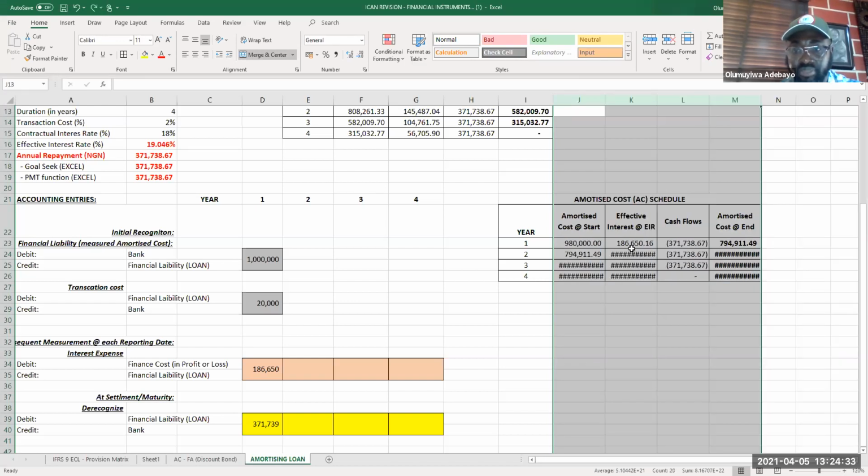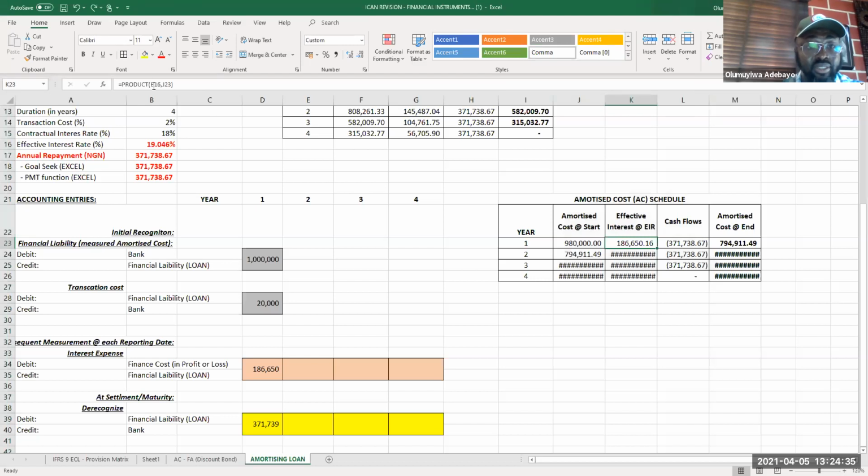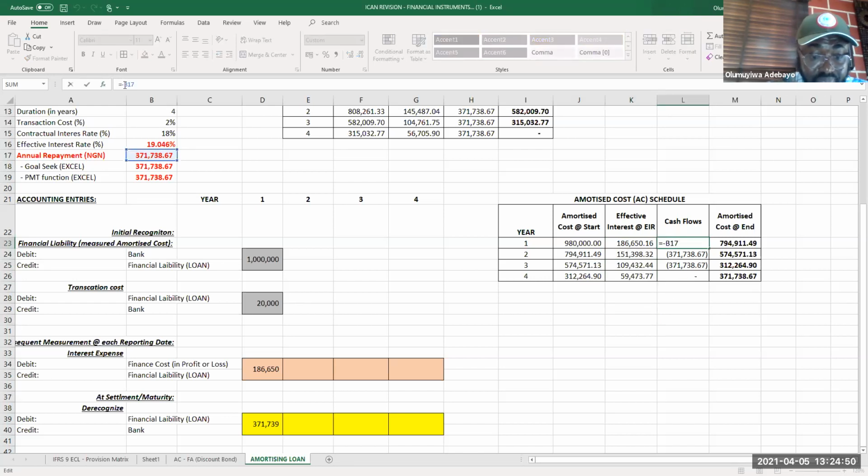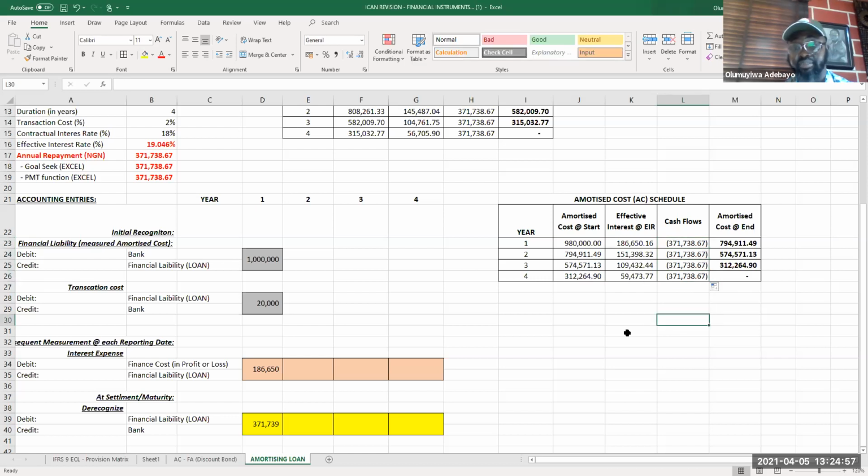I'm coming. There's something I didn't lock, okay. I didn't lock my effective interest rate. Therefore, if I lock it, it should correct itself. Did I lock this? I didn't lock this. If I've locked it and drag it down, everything gives me 0 at the end of the day. And which means this is my amortized cost at the end of each year up to the final year.